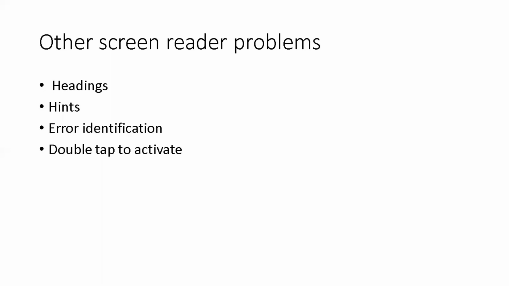So here are a few other screen reader problems. The headings are not read out, which is again a problem of role. Hints: sometimes the end user needs additional information about a control, which is supplied through the accessibility hint, and it is not provided in the inaccessible applications. Error identification: particularly when the user fills in a form control and hasn't filled it correctly, the error is displayed, but it is not shown as an alert, so the VoiceOver user or the TalkBack user is not aware that the error has been displayed. This is identified as one of the problems by screen reader users.